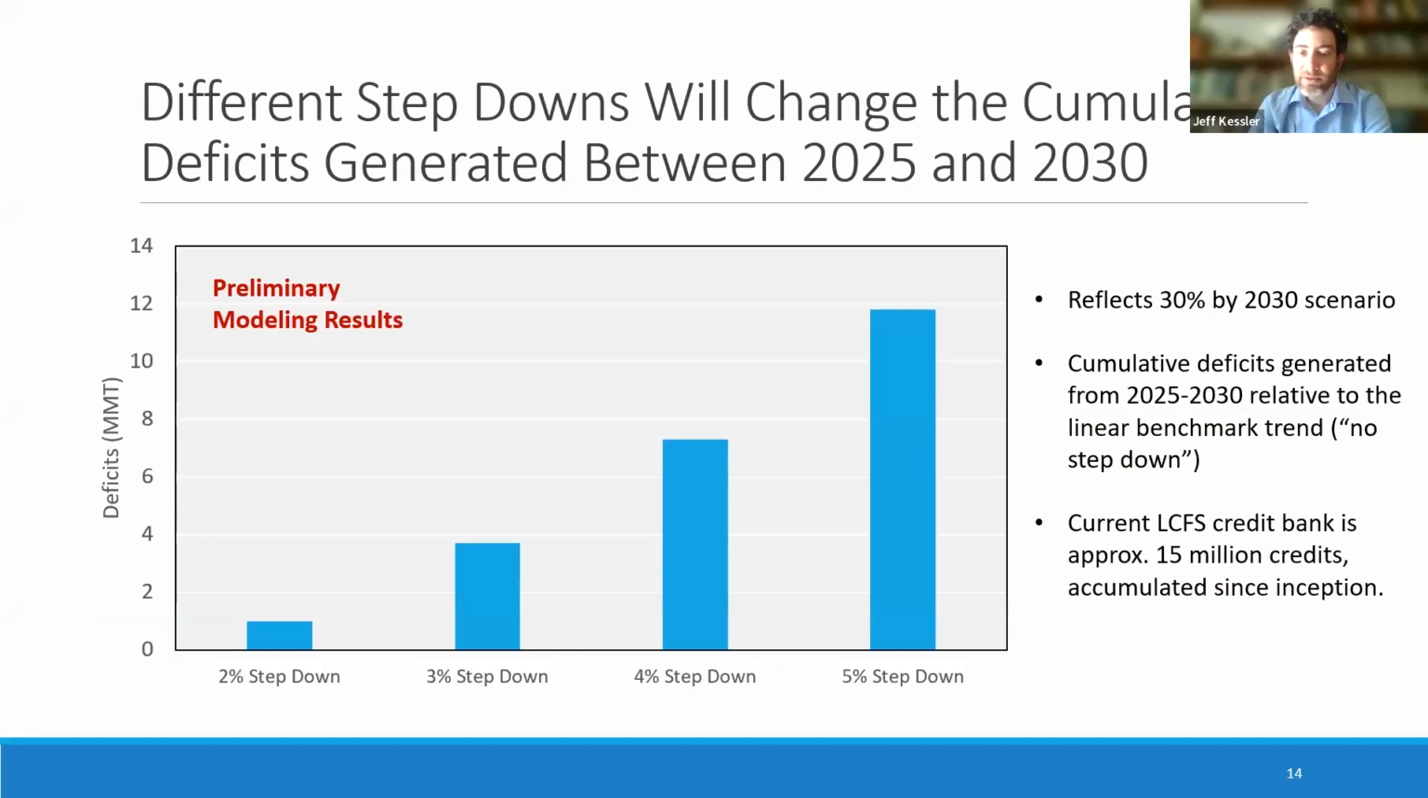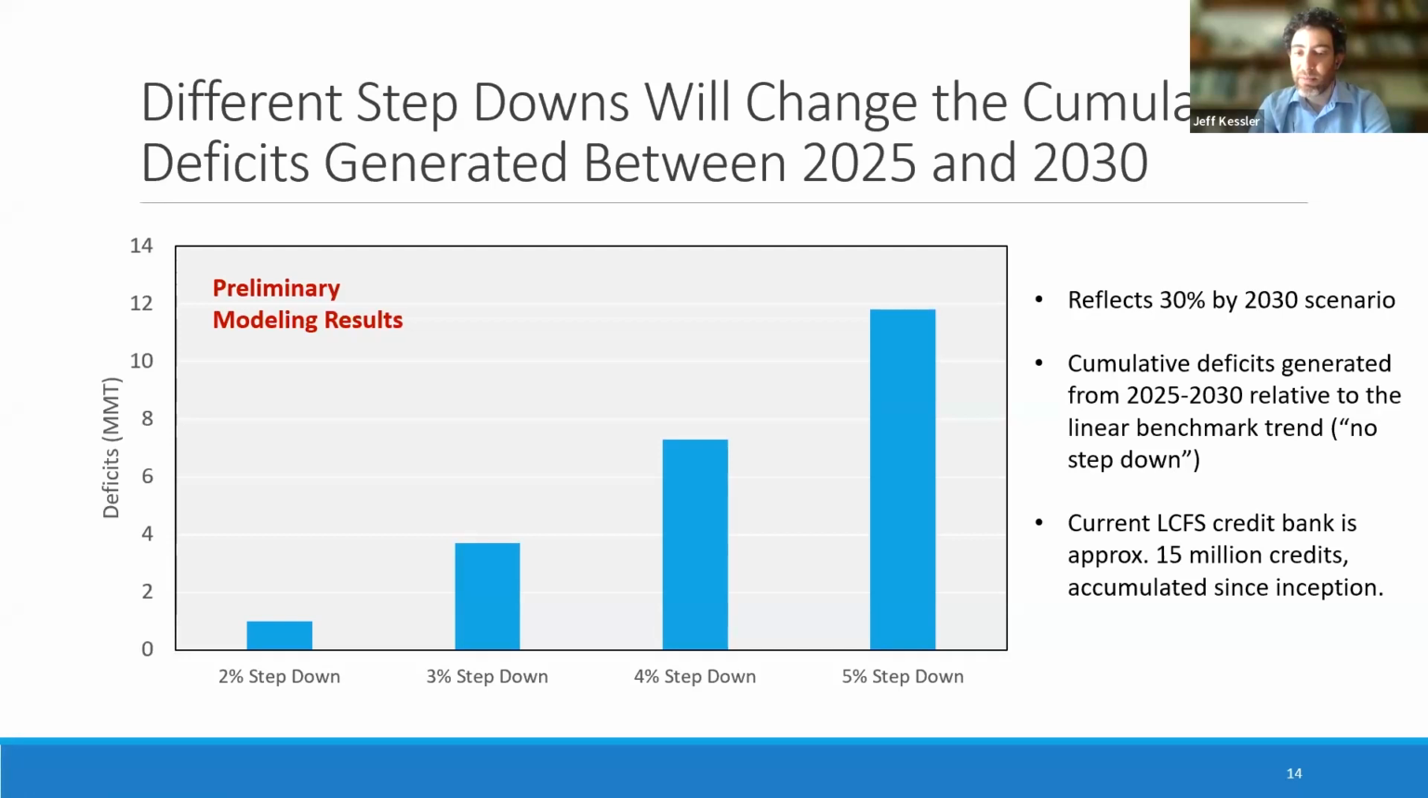Staff used the CATS model to estimate the number of additional deficits that may be generated by more ambitious step-down curves relative to the linear curve shown on the previous slide. A 2% step-down curve is likely to generate almost 1 million more deficits over the 2025 to 2030 time horizon compared to the linear curve, while a 5% step-down may generate an additional 12 million deficits over the 2025 to 2030 time horizon. For context, the current LCFS credit bank is around 15 million credits.